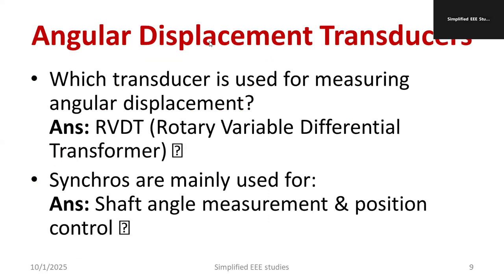Regarding the angular displacement transducer, there are some questions. Which transducer is used for measuring angular displacement? RVDT. Full form is rotary variable differential transformer or transducer. That is also okay. Synchros are mainly used for shaft angle measurement and position control. So you have to identify the optimal answer.